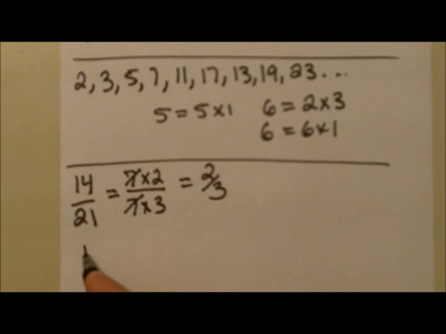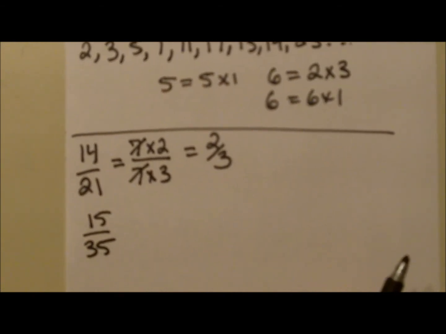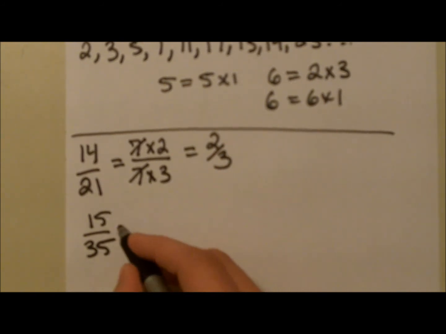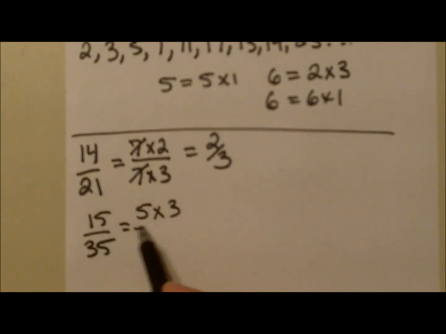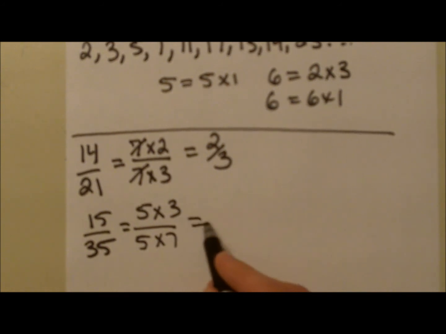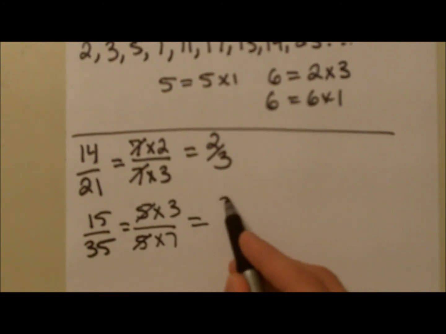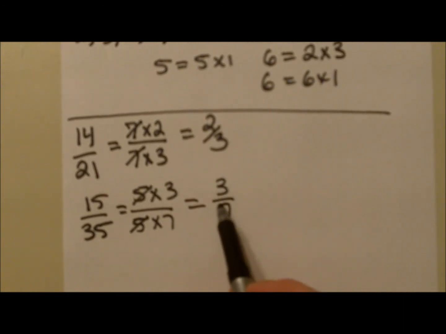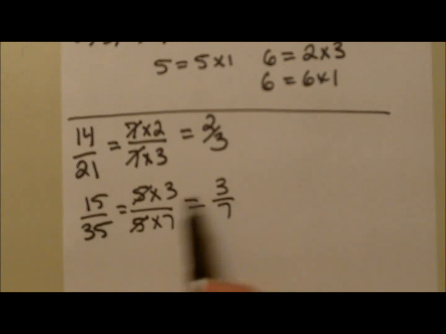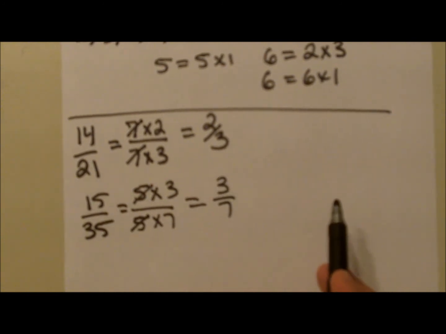Alright, we'll do another one. 15 over 35. Anytime you see a 5 in the place at the end of a number, in all bets it can be divisible by 5. So let's start there. We'll take 5 times 3 equals 15, and 5 times 7 equals 35. So we can cross out our 5s, and we're left with 3 over 7. This term is just the reduced form of this. So these are equal, but this is just in its lowest terms.